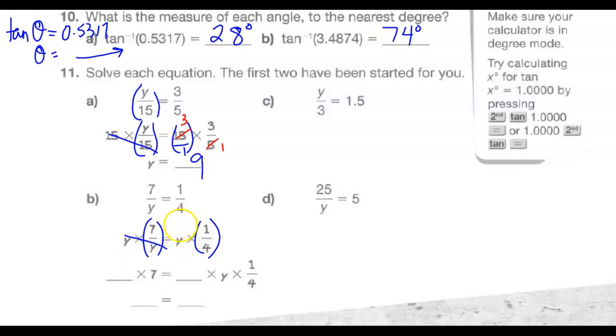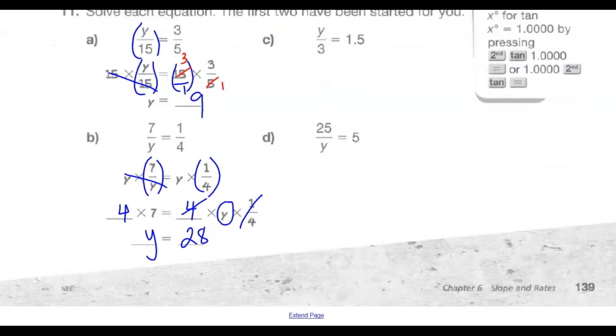So what they've done here is they've done the next step. So you can see it's 7 equals y times 1/4. Now we have to get y by itself. So to get rid of that 1/4, to just get y by itself here, we want to multiply by the reciprocal of 1/4, which is 4. They've kind of shown it in a little bit different way than I might. Okay, so then the 4 and the 1/4 divide out, and 4 times 7 is 28. So y equals 28.